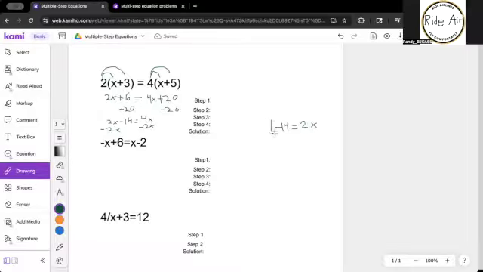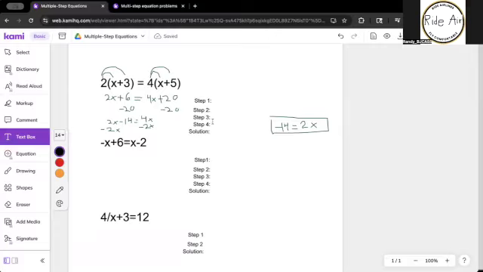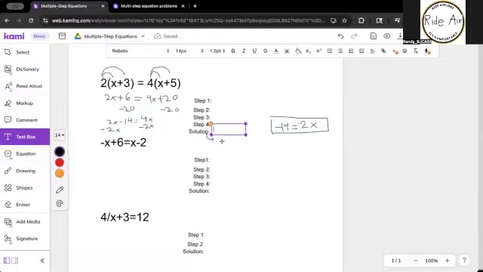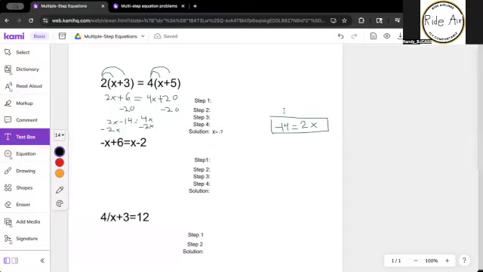My solution to this is x equals 7. So I'm going to put that. x is equal to negative 7. So essentially what you're going to do is divide. Let me delete that box.